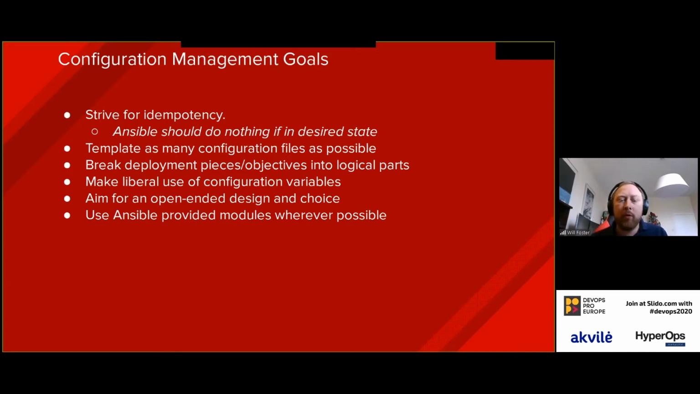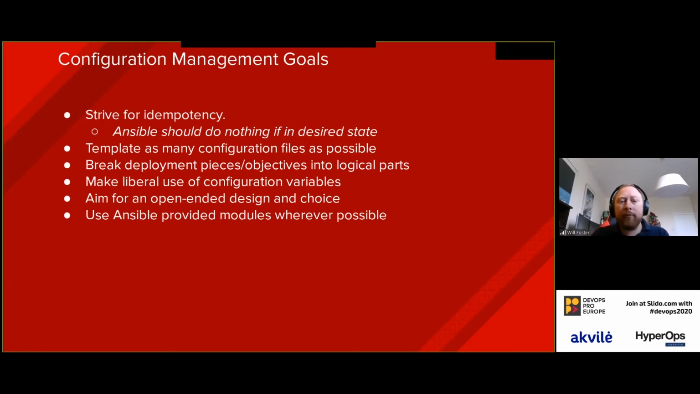Some other goals that we want to template as many things as possible. So we're going to touch a little bit on the Jinja 2 templating framework that helps us do that within Ansible. From a logical perspective, we want to break deployment pieces and objectives into small logical parts that we can individually divide and conquer. We want to make liberal use of configuration variables whenever possible. Everything, if we can, should be templated and variabilized, and that makes things a lot more reusable.